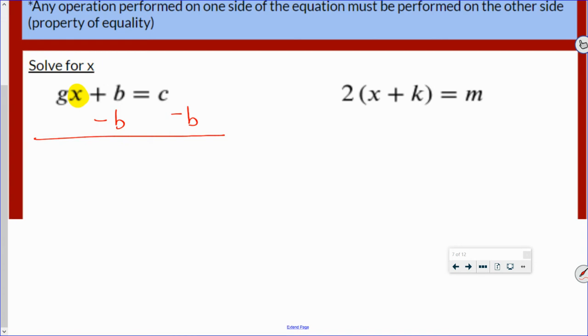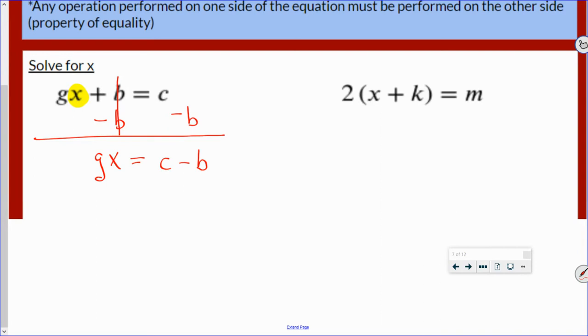When I do, because these are inverses, they'll cancel out there. The additive inverse, and I'm left with gx, or g times x, equals. Now, unlike when I had real numbers here, not variables, I could go ahead and get an answer there. I can't for c minus b. I just have to write c minus b. So it's g times x equals c minus b.